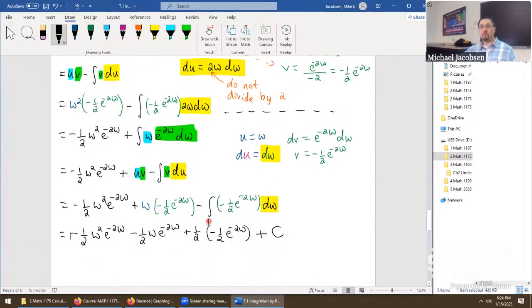Tragically here, I need one more line because this simplifies just a little bit more. So bear with me here. I'm going to take a half times negative 1/2. So negative 1/2 w squared e power negative 2w minus a half w e power negative 2w. If your hand is getting tired, it gets better over time as the semester goes. Oh, that's not a plus, that's a minus 1/4 e power negative 2w plus a constant. And finally, that's the whole process.